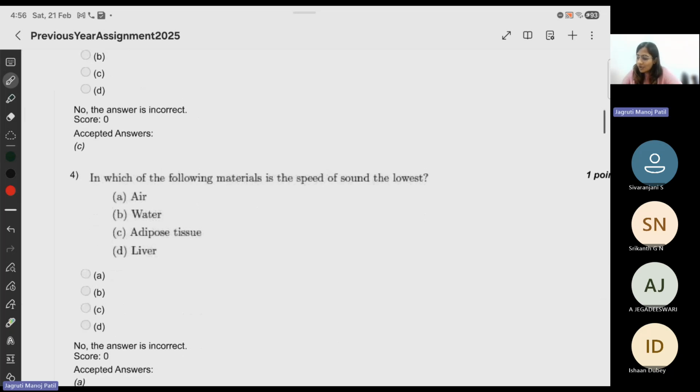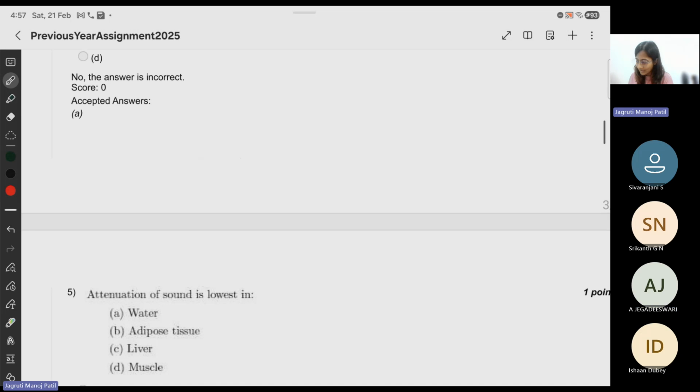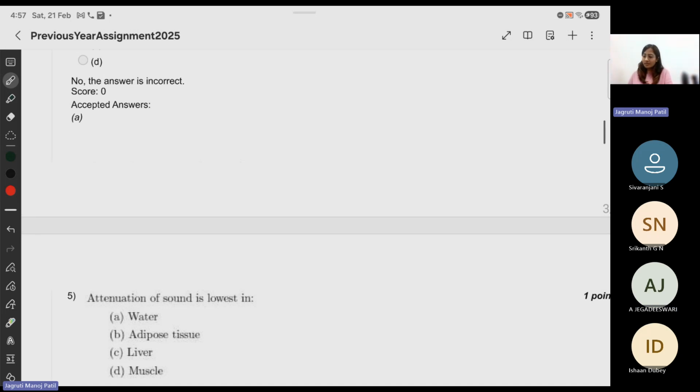Okay, next. In which of the following materials is the speed of sound lowest? When it talks about speed of sound, that's essentially the sound speed in ultrasound. Is it lowest in air, water, adipose tissue, or liver? Air, yes. So it won't be able to propagate. Gas is low. Gases do have higher density, and the bulk modulus is also higher there, so it won't be able to pass through.